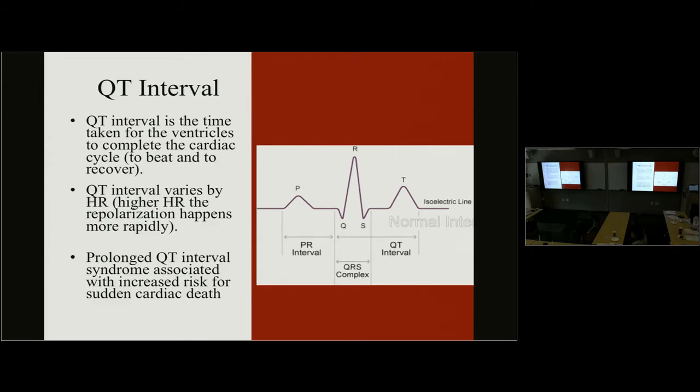The QT interval, which we talked about before, is the time it takes the ventricles to complete the cardiac cycle, to beat and to recover. It's highly variable based on rate. Remember I told you that a prolonged QT is associated with sudden cardiac death. So when you're measuring your QT interval, you measure it, and then you have to correct it by the heart rate. You'll see that little square on your card, and that would be called your QTc, which is the corrected QT interval, which means I've adjusted for the heart rate. Nobody ever just displays a QT interval. You always display it as the corrected QT.